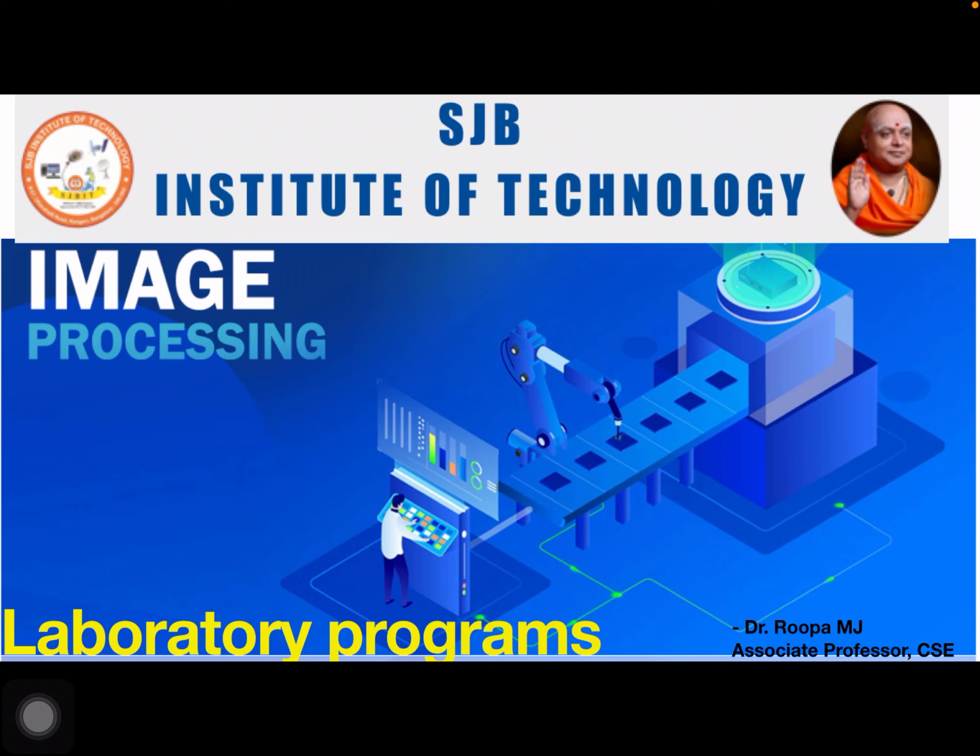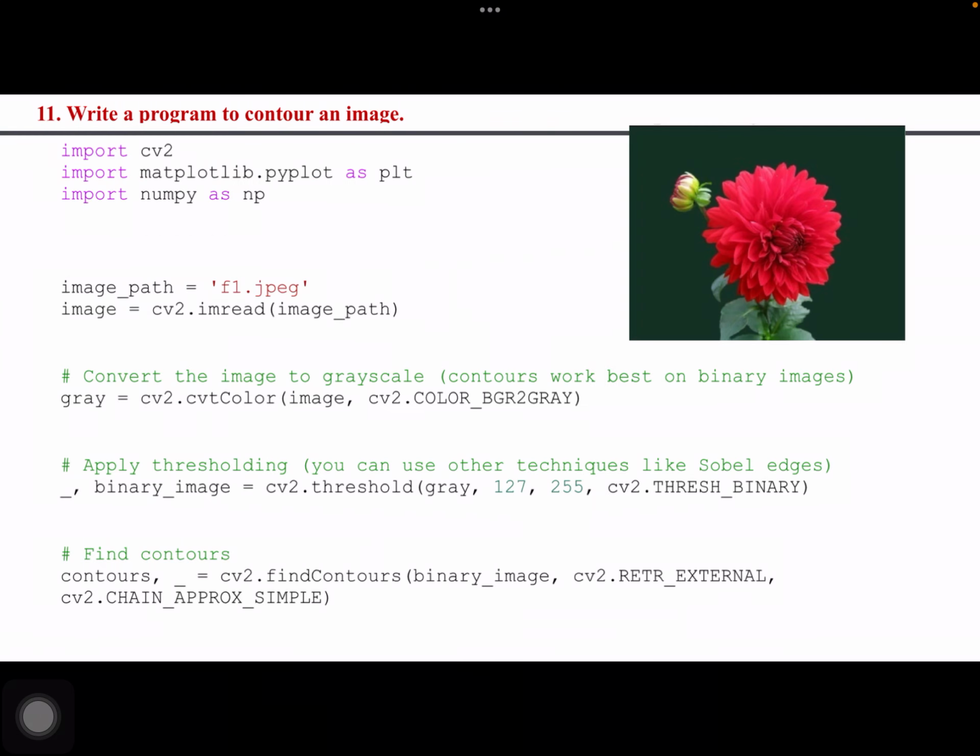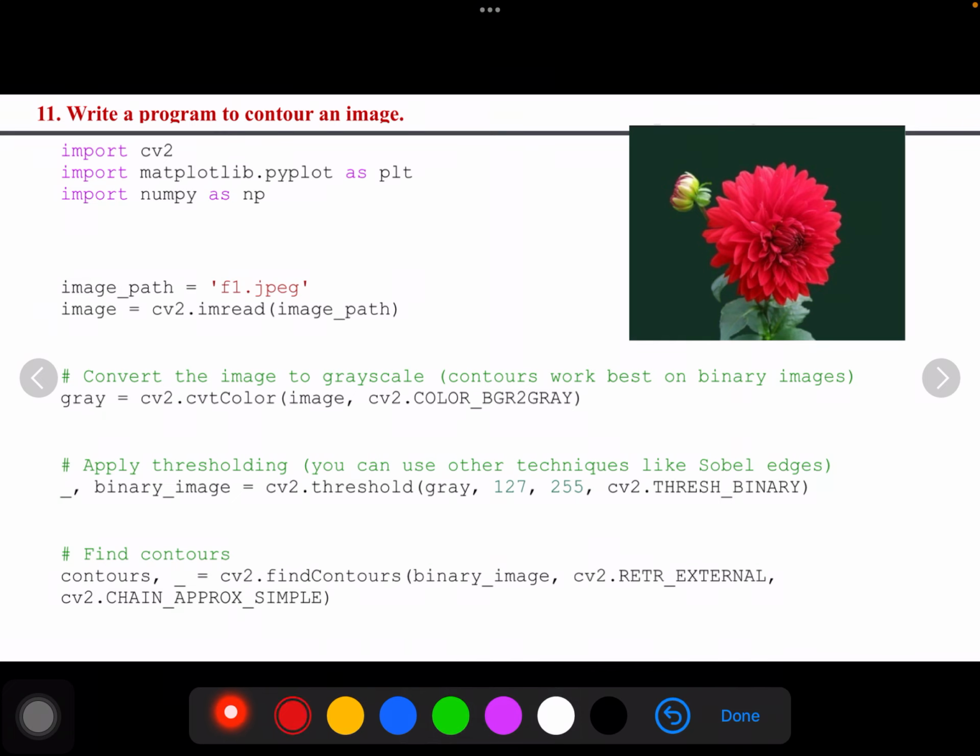Welcome to the video lecture on image processing laboratory. In this video you will understand how to write a program to contour an image. Let me consider this image and explain what a contour is. A contour is a continuous line of pixels separating its interior region from the rest of the image.